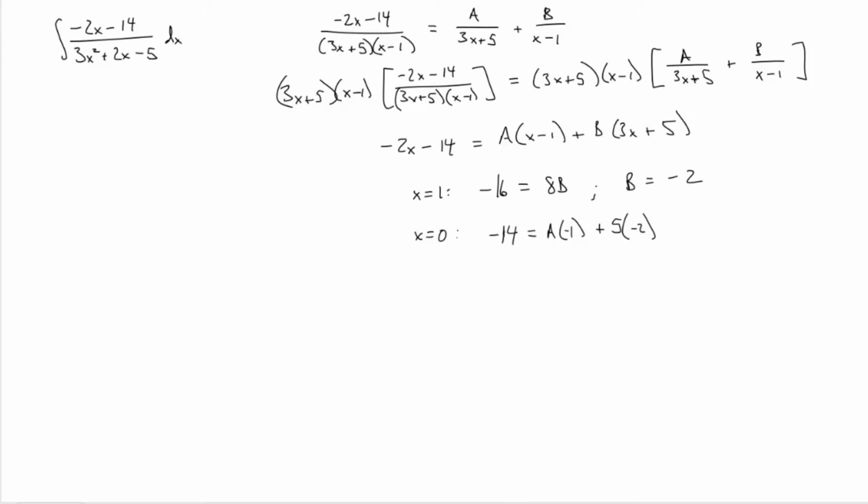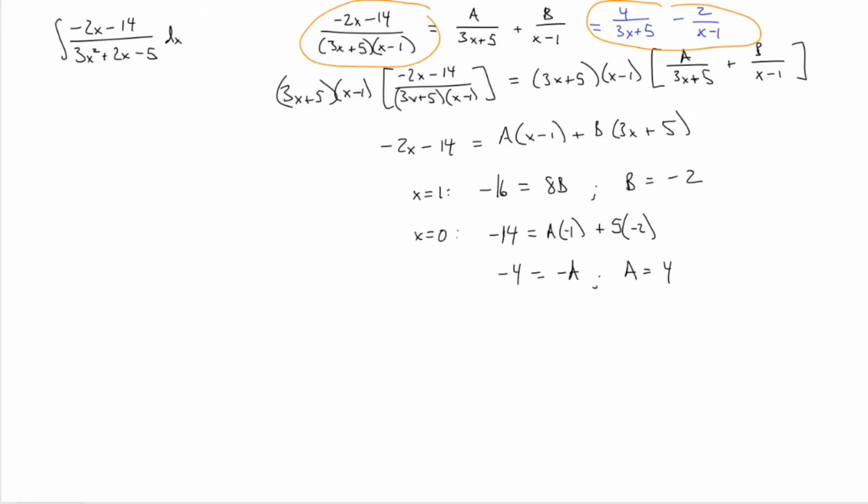Plugging in x equals 0, we get a negative 14 on the left, and then we get A times 0 minus 1, that's A times negative 1. And then 3 times 0 is 0, so we get 5B, and B is negative 2, so that's where that 5 times negative 2 comes from. And simplifying, we get that negative 4 is equal to negative A, or A is equal to 4. This tells us that our original expression is equal to 4 over 3x plus 5 minus 2 over x minus 1. So that's what we were trying to figure out.